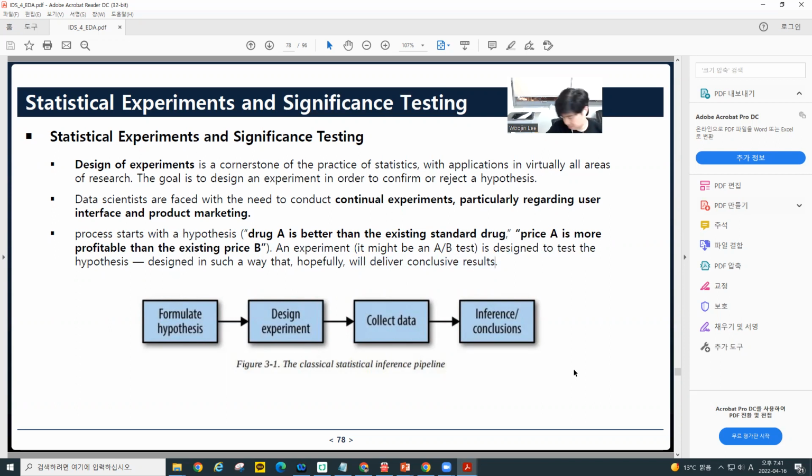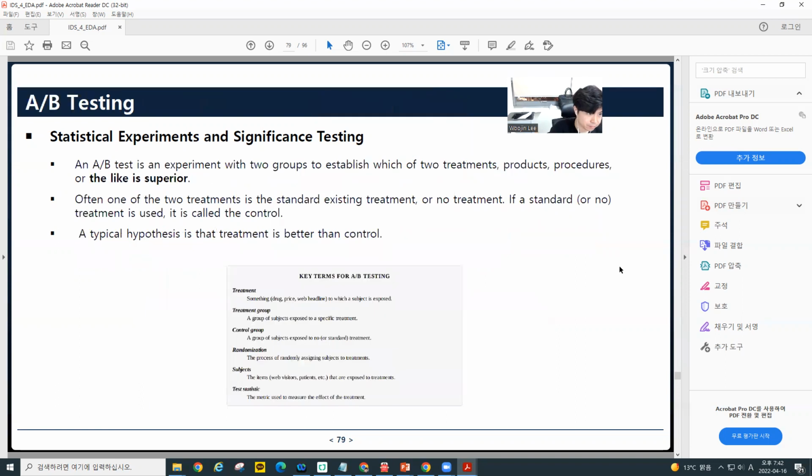To make the hypothesis, we formulate a hypothesis and we design an experiment. Then we collect the data, and then we draw inference and conclusions. What an A-B test is trying to do is make two groups which differ in their treatments, products, or procedures, and we want to determine which one is better than the other.